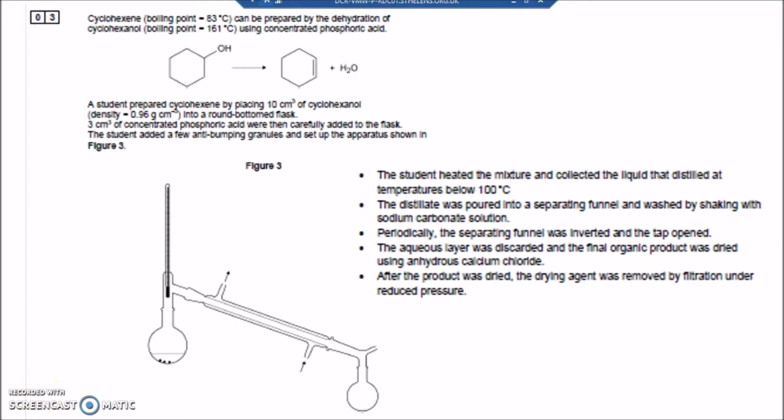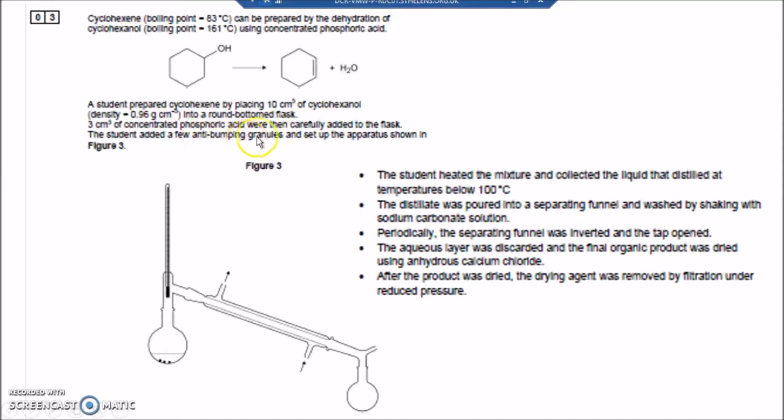Question 3. Cyclohexene can be prepared by the dehydration of cyclohexanol using concentrated phosphoric acid. You usually use concentrated sulfuric acid, but in this case they've used concentrated phosphoric acid. It'll do the same thing. Prepared cyclohexene by placing 10 centimetres cubed of cyclohexanol, density 0.96, into a round bottom flask. So we could use density equals mass over volume. Here we've got the density, we've got the volume, so we could work out the mass of cyclohexanol that we've got.